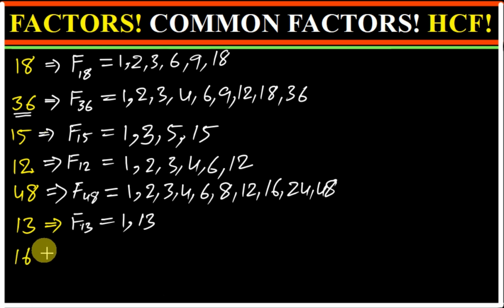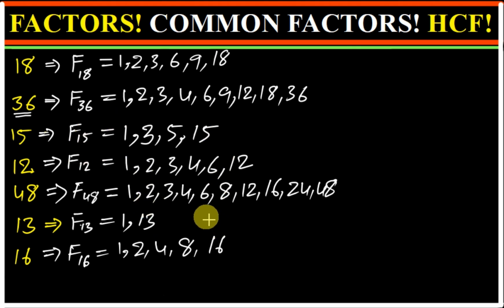If we take 16, what is the total number of factors of 16? It is 1, 2, and then 4, then 8, and then 16 itself. These are the factors of 16. If you count, 1 2 3 4 5, so the total number of factors is 5, which is an odd number. So this is one thing you can remember: the total number of factors of a square number is odd and the total number of factors of other numbers is even.